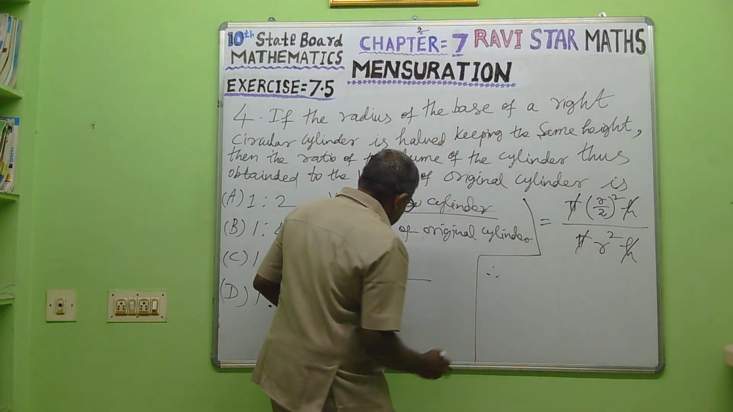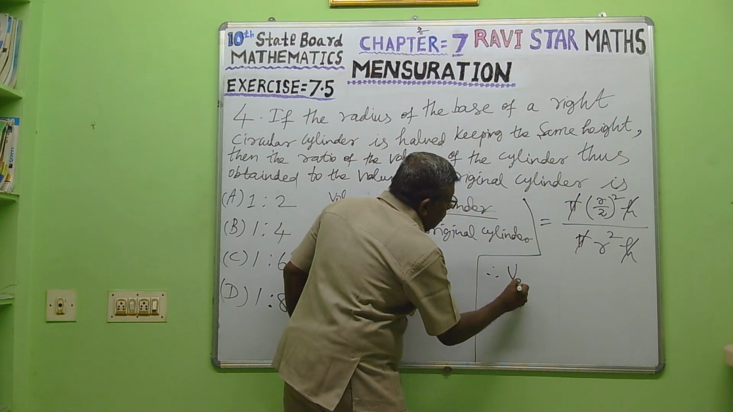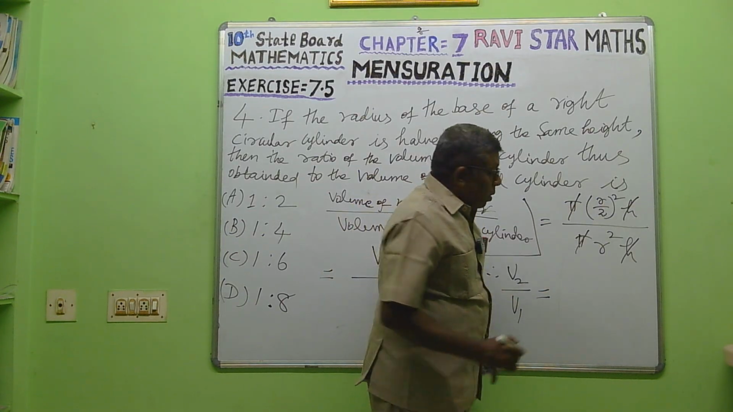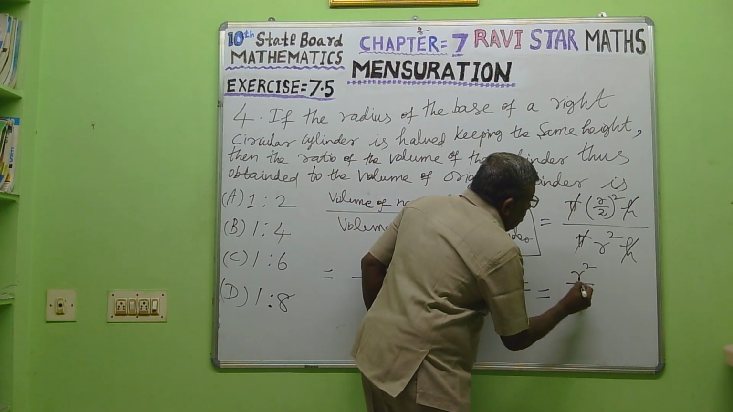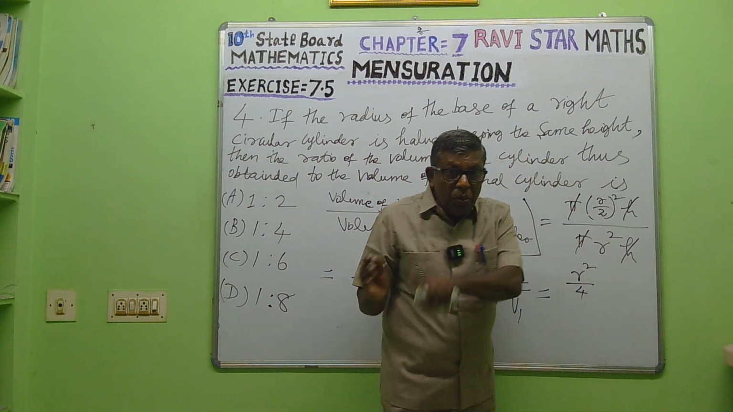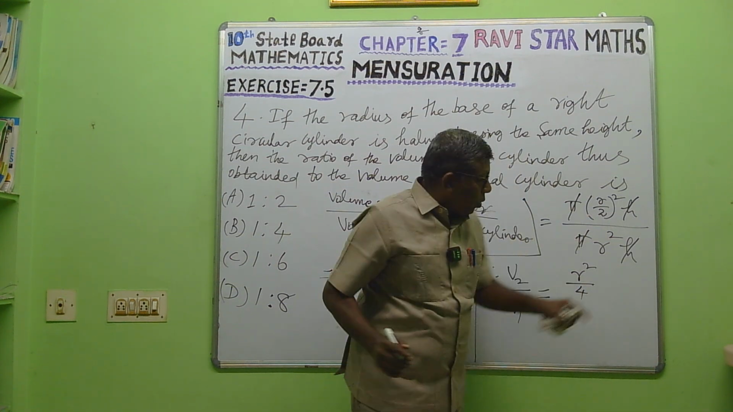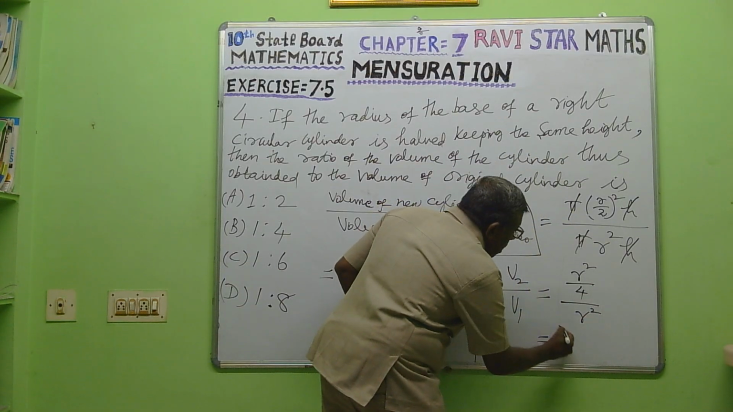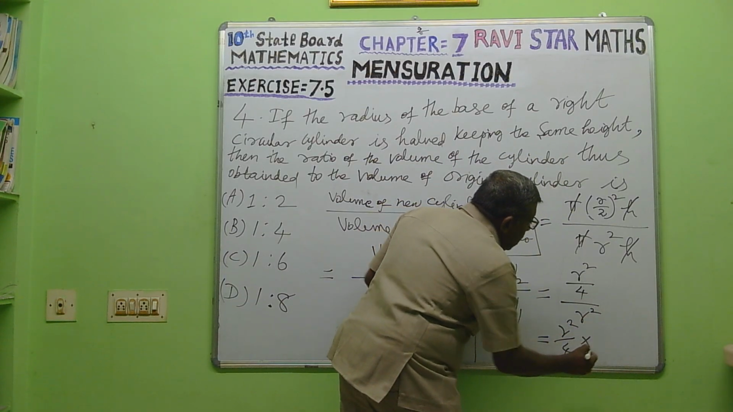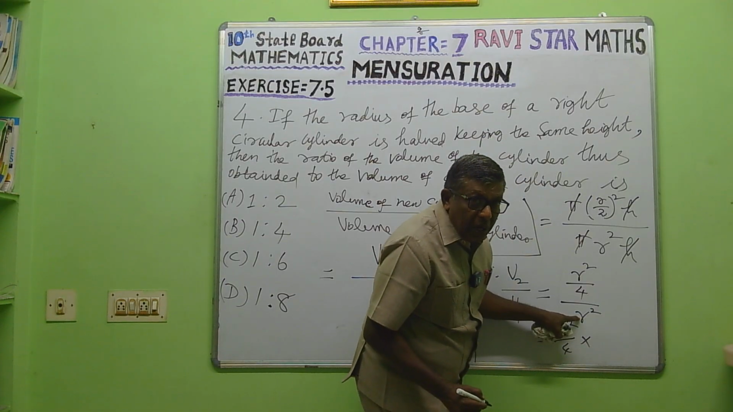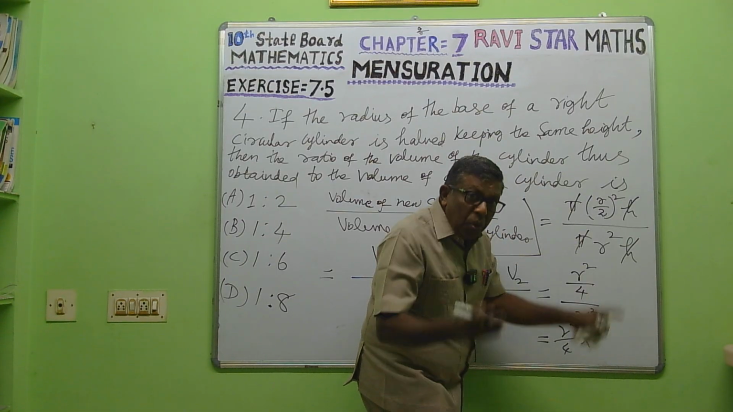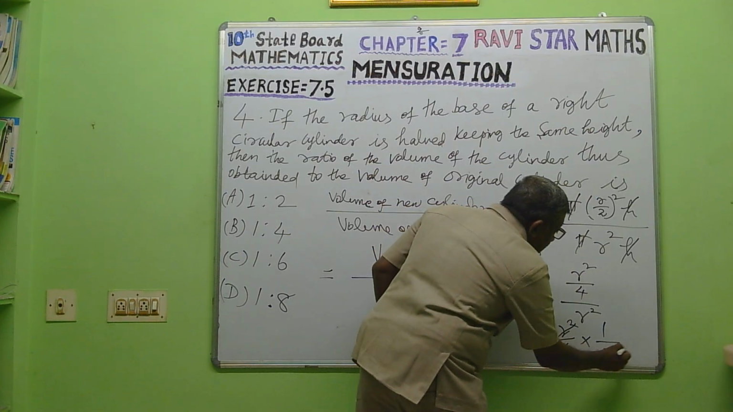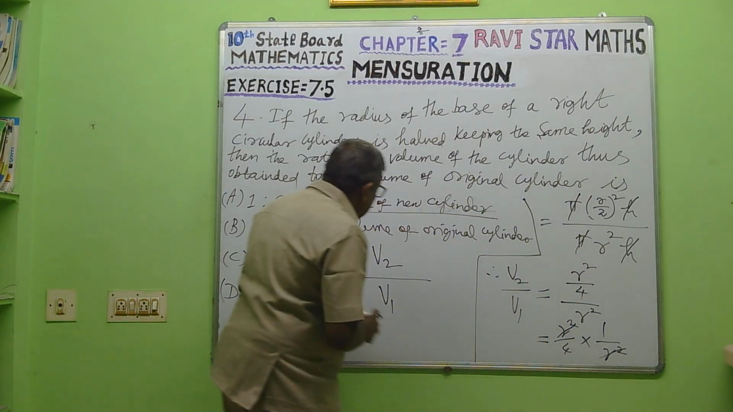Therefore, V2 by V1 equal to r by 2 squared, r squared by 4, r by 2 into r by 2, over r squared. Equal to r squared by 4 into, இந்த கீழே வந்து r squared இருக்கா, r squared by 1, அந்த r squared 1 மேலே போனா 1 by r squared, r squared cancel. அப்போ என்ன ஆகுது ஆன்சரு?